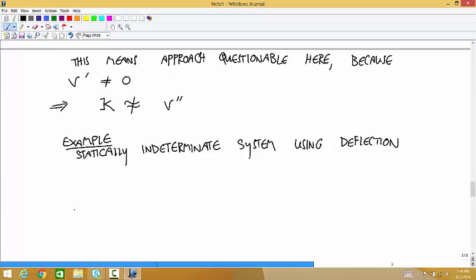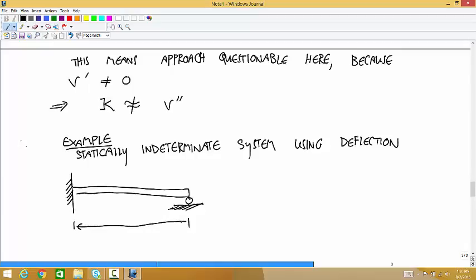Okay, let's say that we have a beam that is connected to the wall at the left with a fixed joint. And it also is connected to the ground by a roller at the right end. Let's say the length is 1 meter. And there's a uniform distributed load of 20,000 newtons per meter.